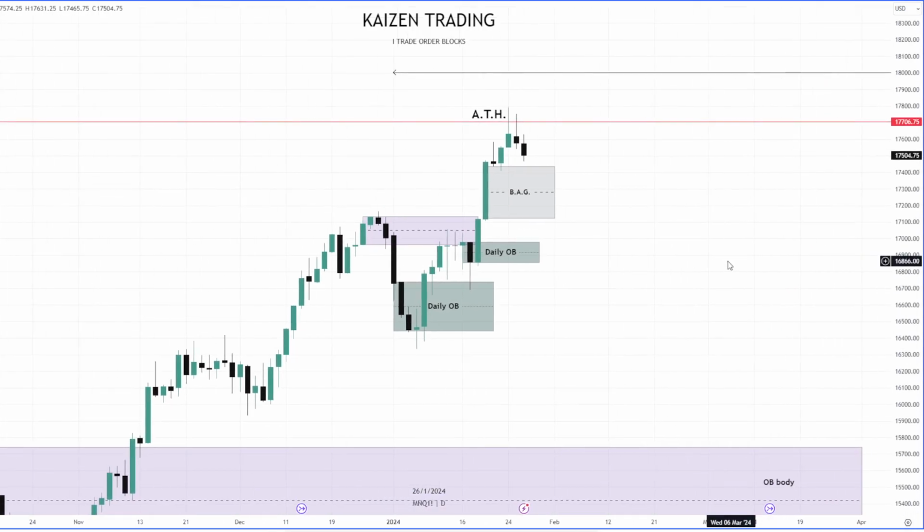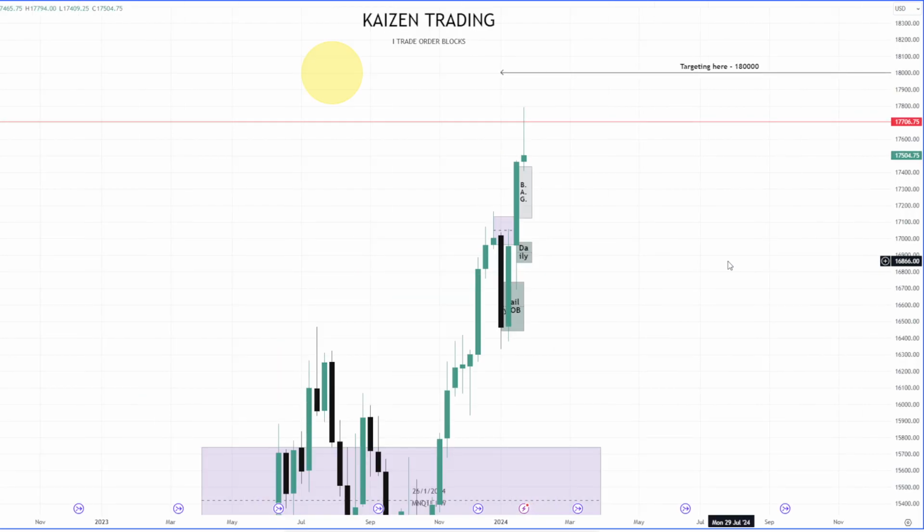So just backing up, we're just going to start with the weekly and then work our way down and talk about higher time frame analysis and then going down into the hourly, 15-minute, whatnot.